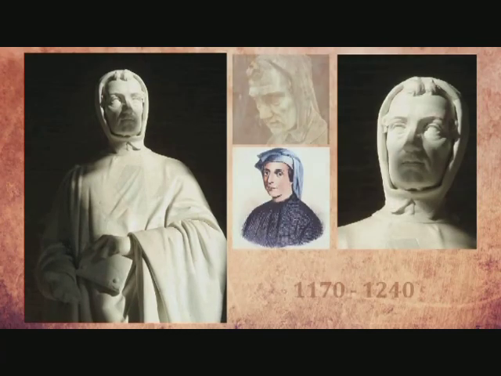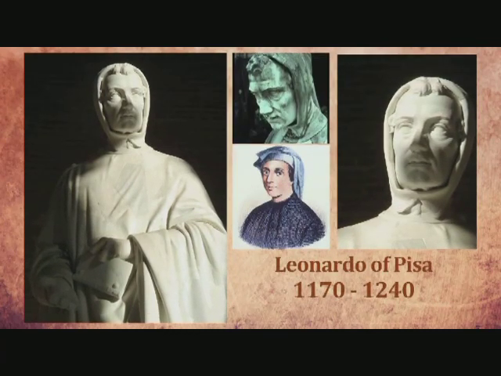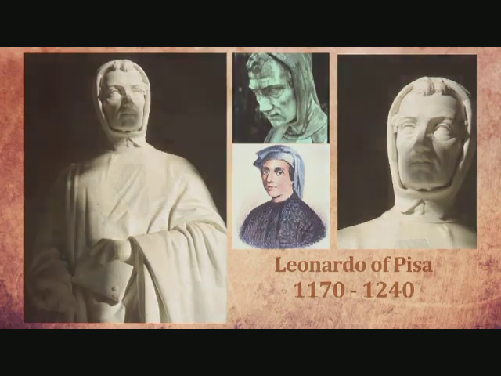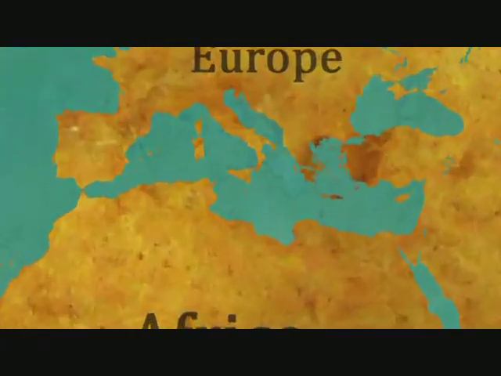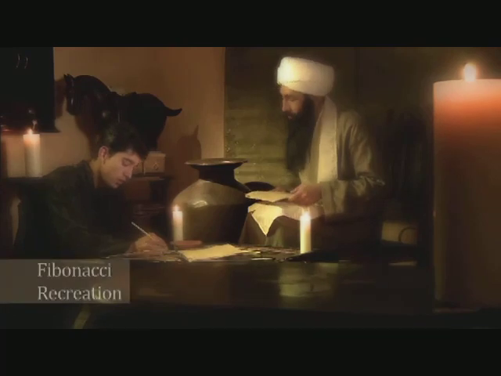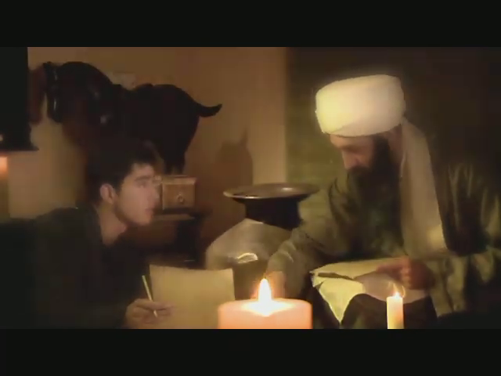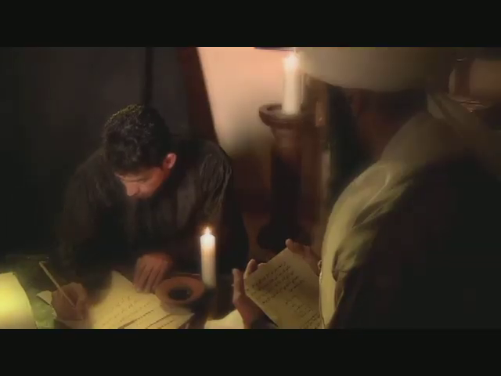Now Fibonacci's name was actually Leonardo of Pisa. He was Italian and lived in the 12th century. Through his youth, he traveled through Algeria, Egypt, Syria, Greece, Sicily, and Provence. Through this time, he had the opportunity to study under several mathematicians and was exposed to the Hindu-Arabic numeral system.